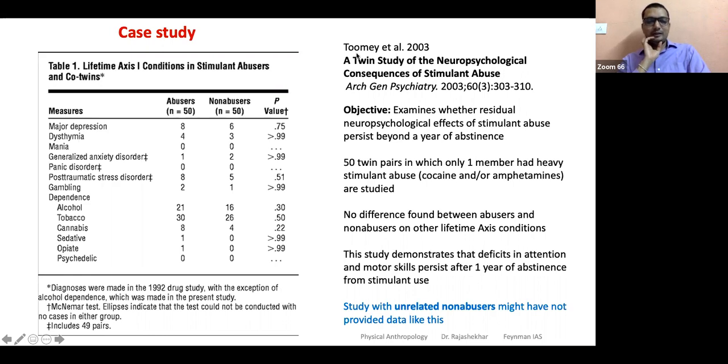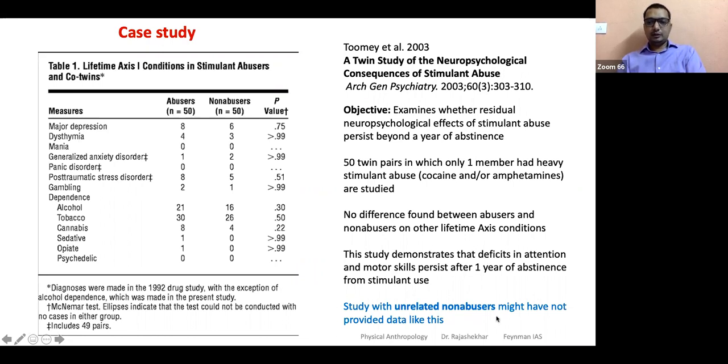We usually see drug rackets being busted in the movie industry. Of course, nothing happens afterwards, right? This is a common theme. Maybe because of the environment or the profession they chose, could be that. And a study with unrelated non-abusers might not have provided data like this and not taken us to a conclusion like this. So this is the importance of co-twin studies.